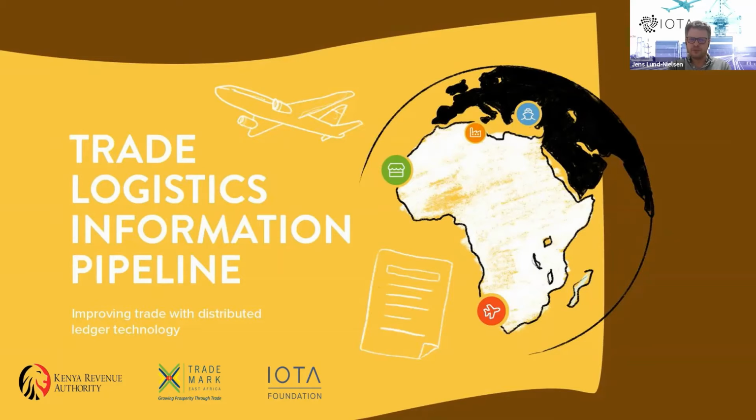And we partnered up in this special project with Kenyan revenue authorities. We've been working in East Africa with Trademark East Africa, which is basically an organization like the World Bank in the region that focuses on improving trade. So we partnered up with them to get this off the ground, and use the technology to improve trade processes in the region.